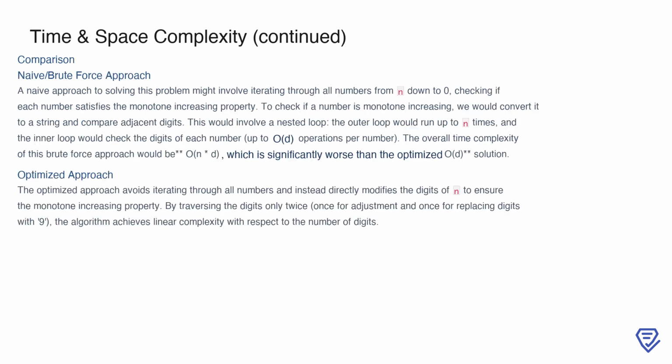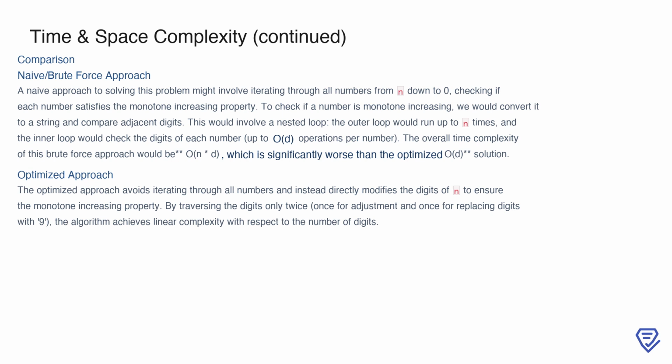To understand the efficiency of this approach, let's compare it to a naive or brute force solution. A naive method might involve iterating through all numbers from n down to 0 and checking if each number satisfies the monotone increasing property. For each number, we would convert it to a string and compare adjacent digits to verify the property. This would result in a nested loop, where the outer loop runs up to n times, and the inner loop performs up to O(D) operations for each number, making the total time complexity O(n*D).